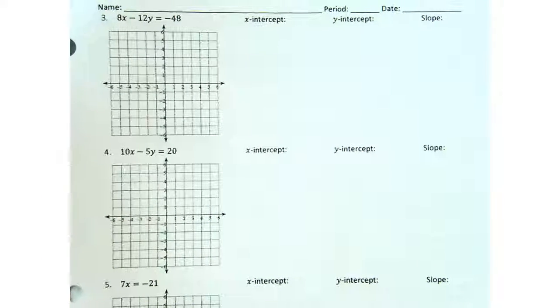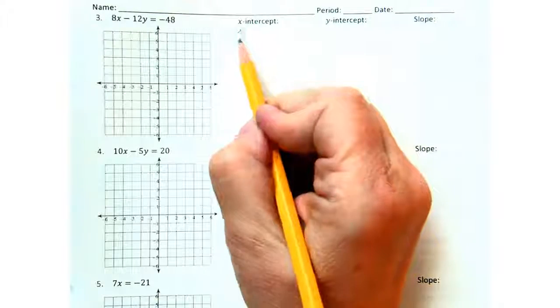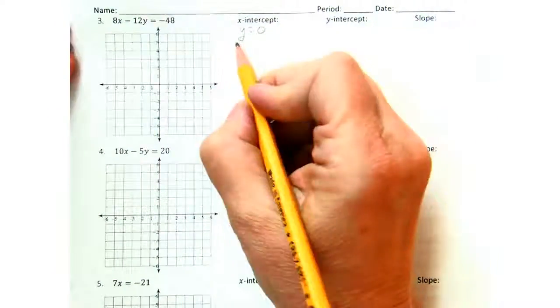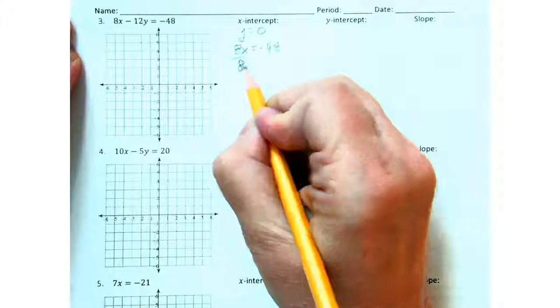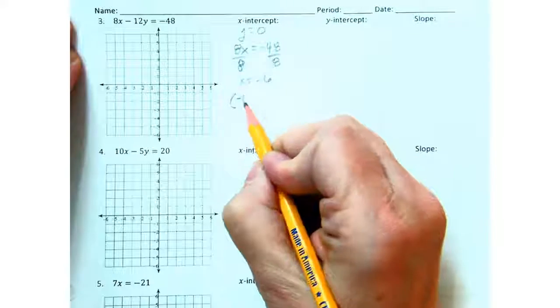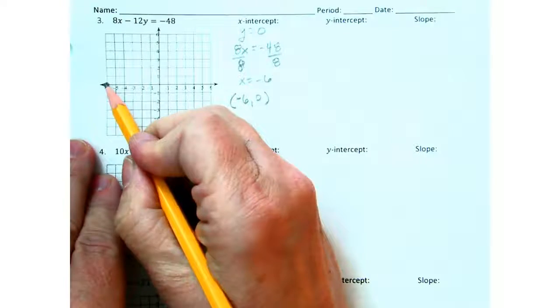Now that you have tried it, check your work. To find the x-intercept, set y equal to 0. This gives us 8x equals -48. Divide both sides by 8 for x equals -6. Our x-intercept then is (-6, 0). Graph this point on the x-axis.